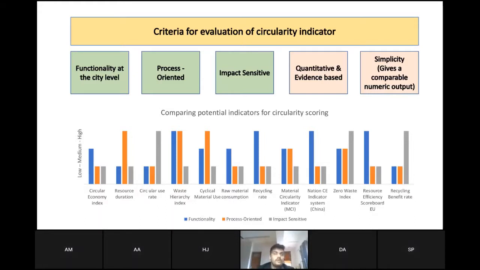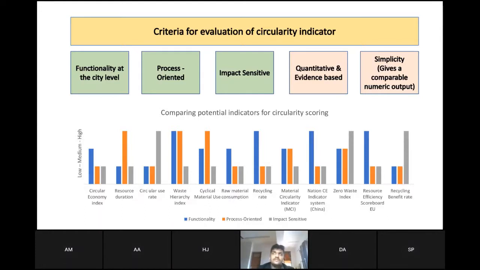And it was very important that the data methodology for the indicator must be defined and the interpretation of that must be easy. The other being process oriented, that the indicator should be focusing on the upper processes that can use refurbishment. And the third was being impact sensitive, that it should be reflecting basically the circularity, the impacts of circularity, and what are the basically environmental benefits that we could capture from it.